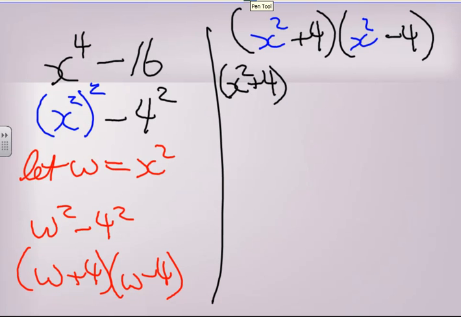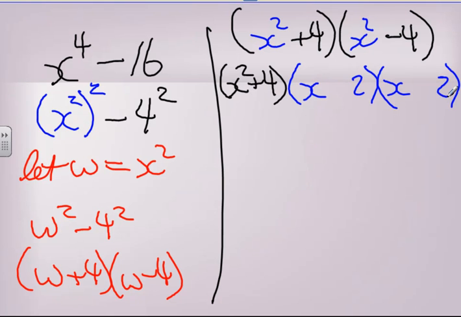But the second part, I can break down into x, because it's the square root of x squared, I get an x again, square root of 4 is 2, square root of 4 is 2, put a plus on one, a negative on the other. I now have broken this equation down as much as I can. And the answer is that right there. So always take a look at your answer and make sure it can't be broken down any further than you have already.